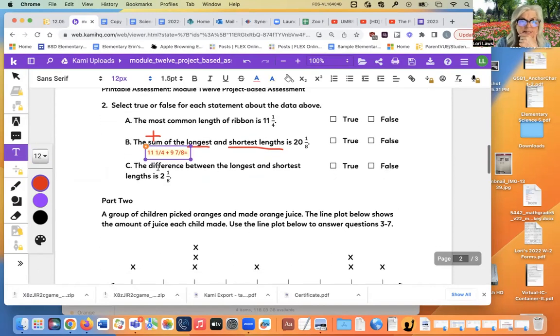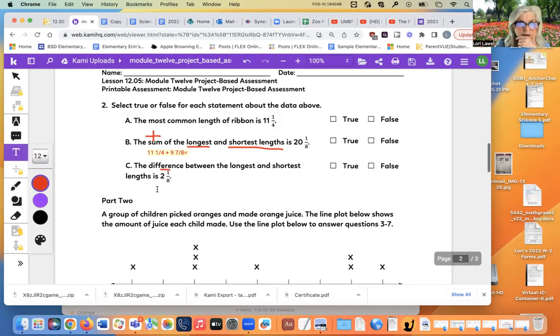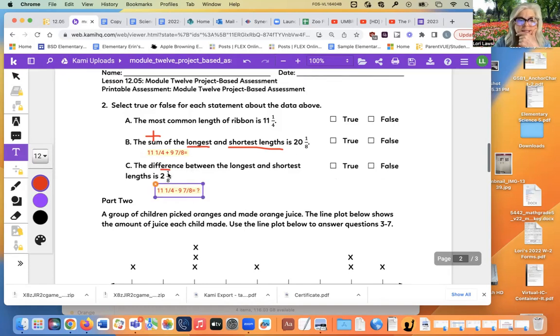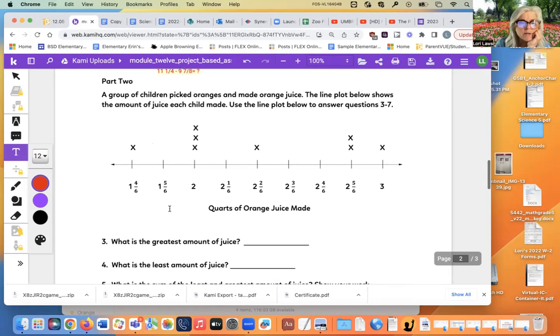The difference. So what does difference mean? It means subtraction, right? Between the longest and the shortest lengths is 2 1/8. Oh, now we're going to take the same thing, only we're going to subtract. So 11 1/4 minus 9 7/8 equals, you guys are going to have to solve that. Is it 2 1/8 or not? True or false? Part 2.